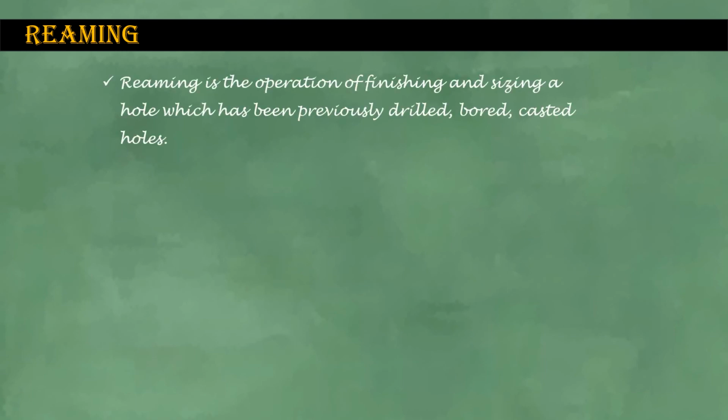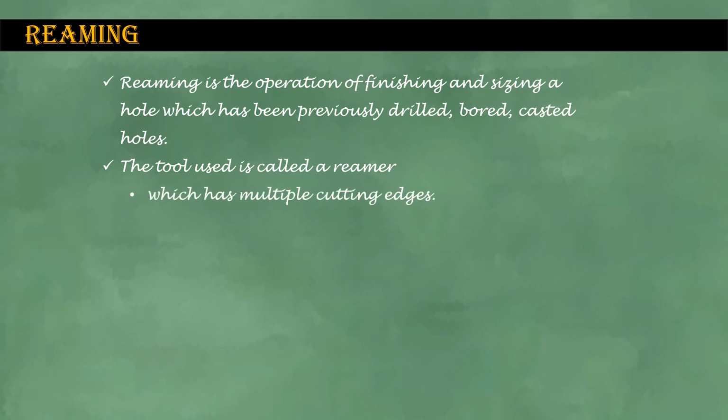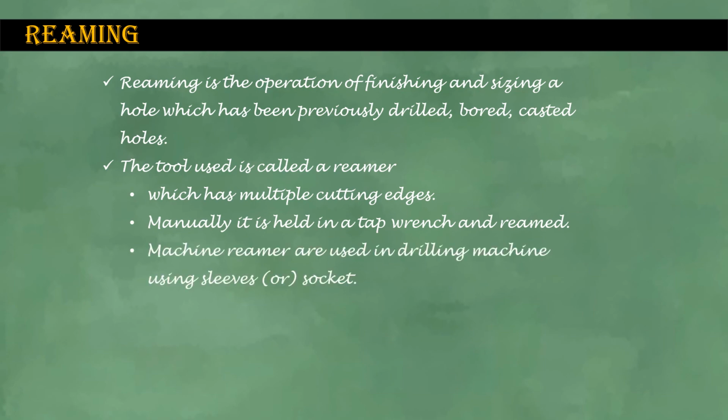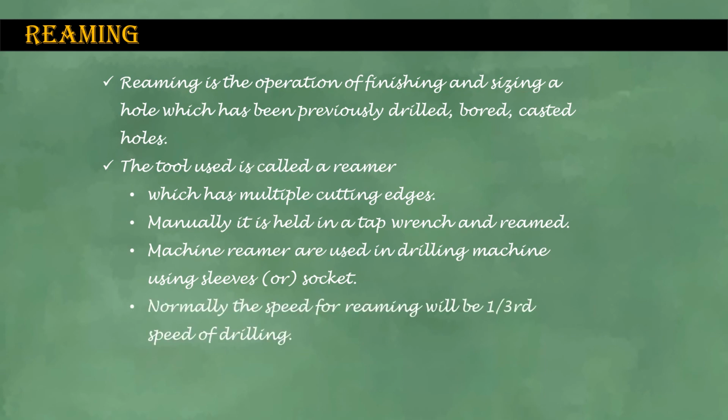Reaming. Reaming is the operation of finishing and sizing a hole which has been previously drilled, bored, or cast. The tool used is called a reamer, which has multiple cutting edges. Manually it is held in a tap wrench and reamed. Machine reamers are used in drilling machines using sleeves or sockets. Normally the speed for reaming will be 1/3 the speed of drilling.